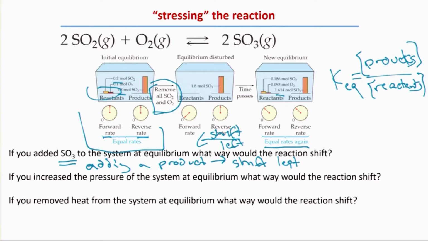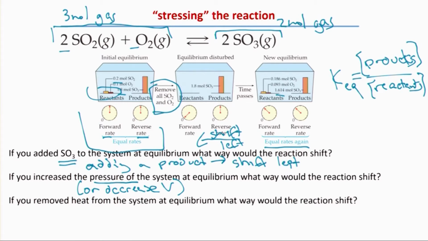How about if we increase the pressure on the system? Which way would this reaction shift? If we're increasing the pressure, that would also be decreasing the volume. That's one way of doing it. Which way would we shift here? We have to look at what we have going on with this reaction. How many moles of gas are on both sides? On the reactant side, we have 2 plus 1, so 3 moles of gas. And then on the product side, there are 2 moles of gas.